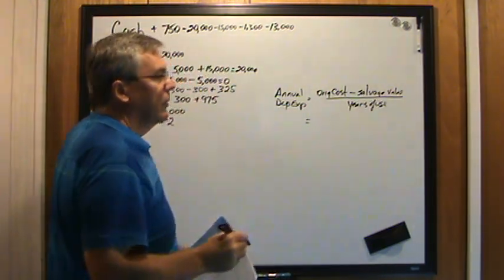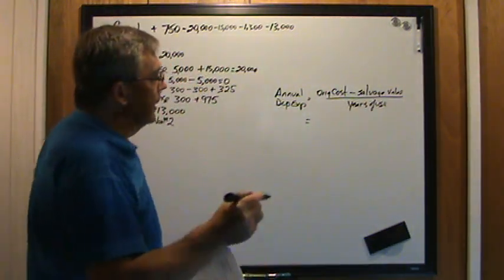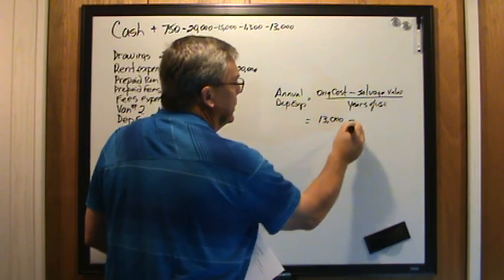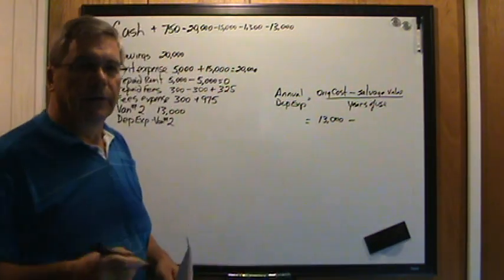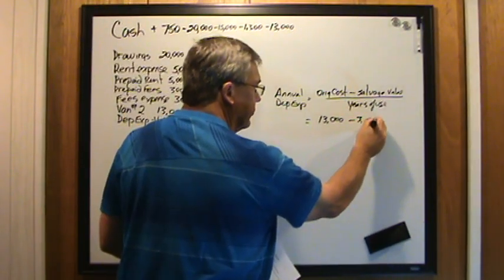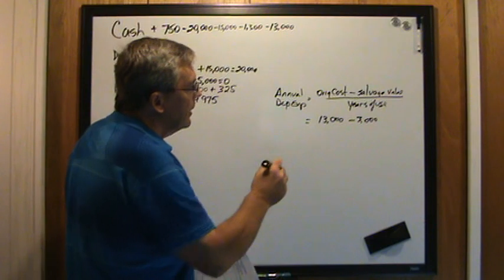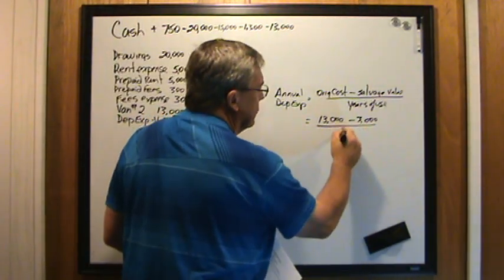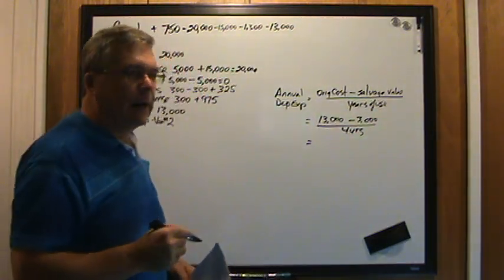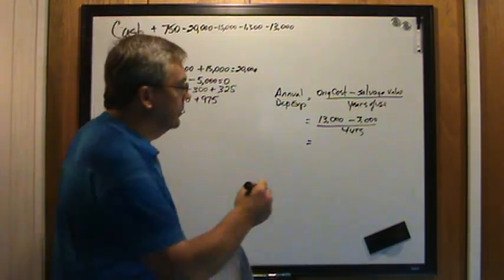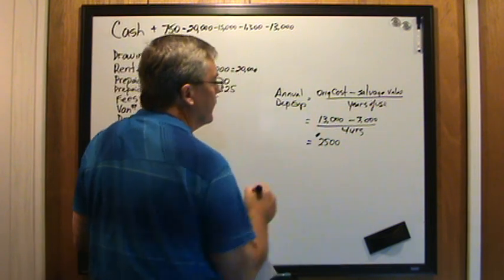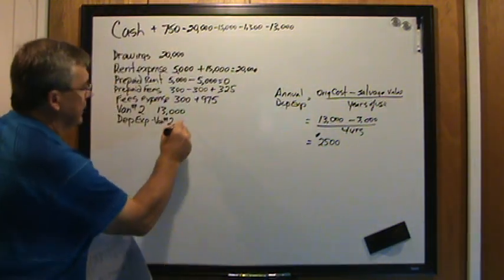Okay? So we know all this information. We know that it costs $13,000. We know that the expected value at the end of 4 years is $3,000, which is when we would expect to sell it, and it's for 4 years. So the depreciation expense for each year is $2,500. And that's what we put in here.